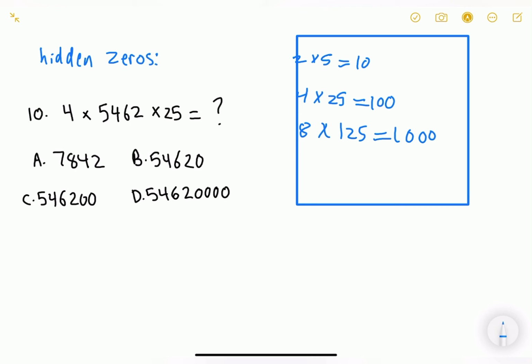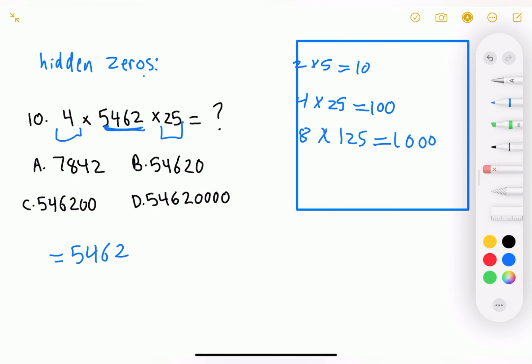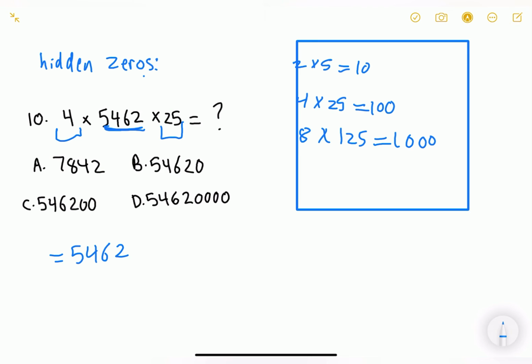All you have to do now is first observe and notice that there is a 4 here, and there is a 25 here. Meaning, all you have to do is look at the value over here, rewrite it, so it's going to be equal to 5,462. I don't know where this dot came from, but just ignore it. So there's no decimal here. And since it's 4 times 25, we simply add 2 zeros. So 1, 2. And we notice that the answer is C.